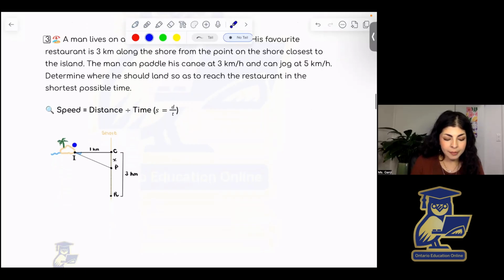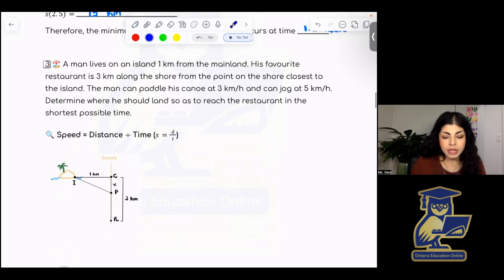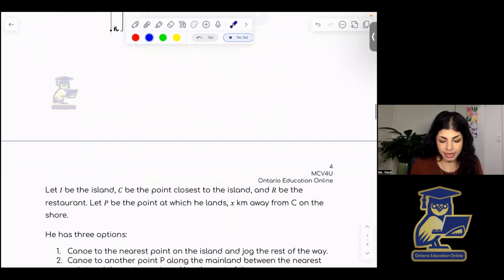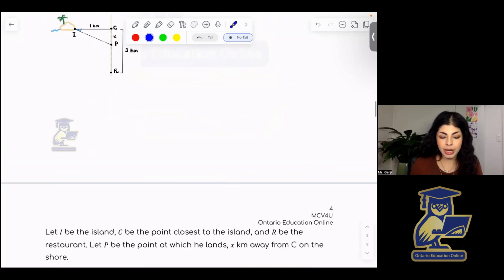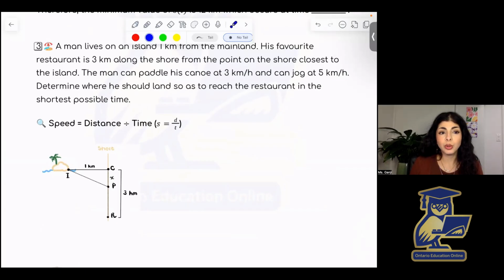But for a diagram, suppose this is the island and the man is on this island, and this is now the shore. So he lives 1 kilometer from the mainland. So that's actually also the point on the shore closest to him. So we can let this be point C, and I've defined my variables here for you, but I'm just letting you know now here from the diagram, and then I've defined them below. So C is the point on the shore that's closest to the island. And again, this is 1 kilometer.